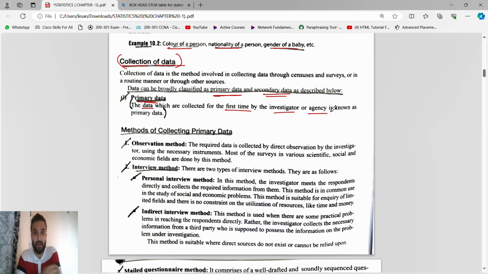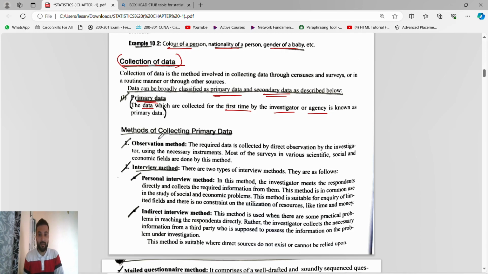Suppose you go on an industrial trip. The college will take you for the industrial trip. There you don't know about that industry. You visit that industry, you are observing the things and then you are writing. So this is you collecting for the first time. Or suppose in the chemistry lab, we'll do the experiment for the very first time, and you are observing the changes and writing the values. So this is primary data, collected for the very first time by the investigator.